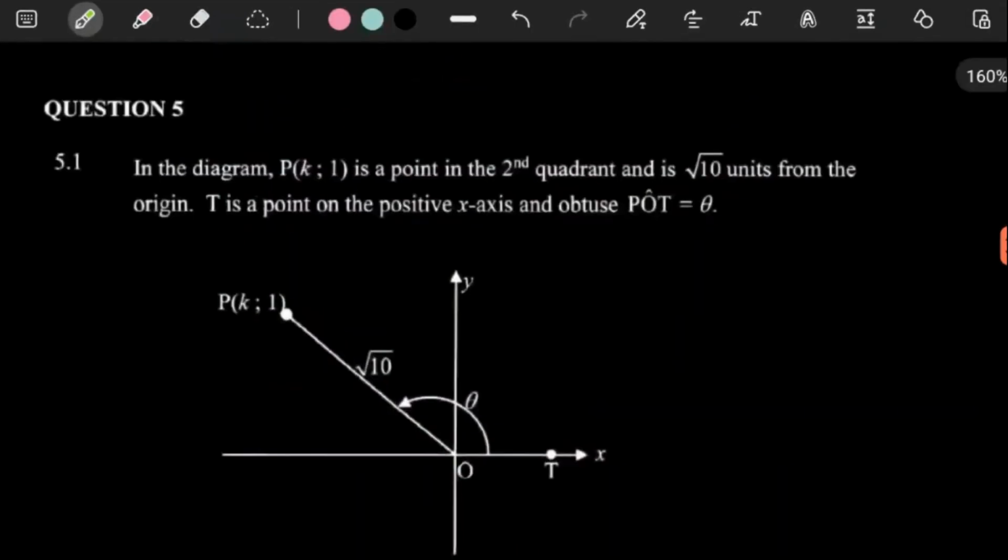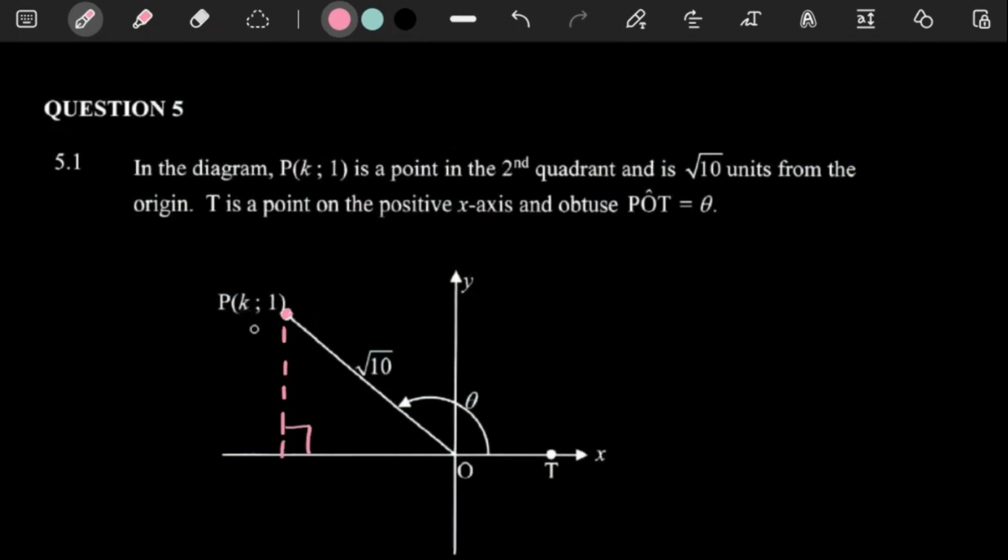Question number 5. We have something quite interesting to deal with. No, not really. It's straightforward. It says in the diagram, K, P is this. So you have point P there. It is a point in the second quadrant, and it is 10 square root of 10 units from the origin. Okay, so automatically we can already put a line here. It's standard procedure.